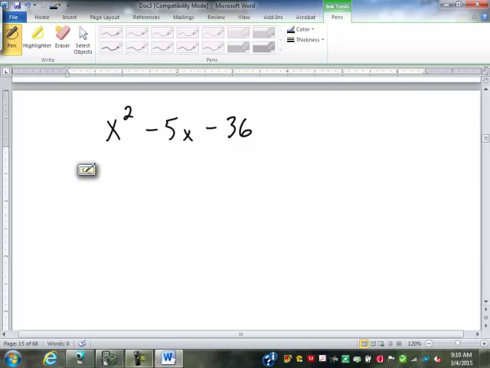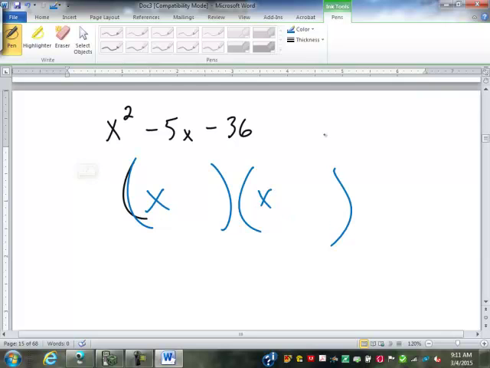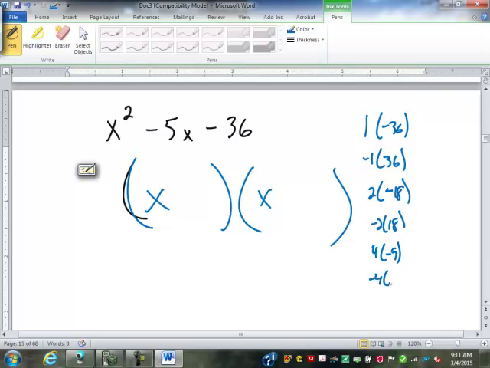How about this one? I'm going to have you guys just take a look at it. So we have x and x. I'll give you that part. What's different here again? There's another negative. This is a negative 36, which means to get a negative number, you must multiply a positive times a negative, or a negative times a positive. So that's either going to be 1 and a negative 36, or a negative 1 and positive 36, or a 2 and a negative 18, or negative 2 and a positive 18, or 4 and a negative 9, or negative 4 and a positive 9, or 6 and a negative 6.